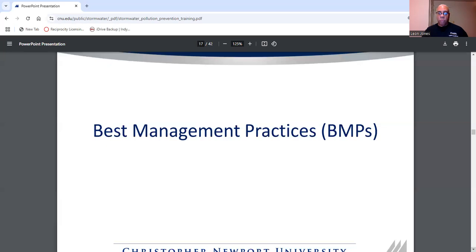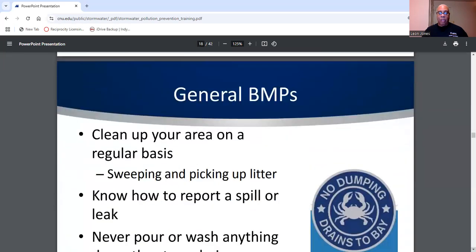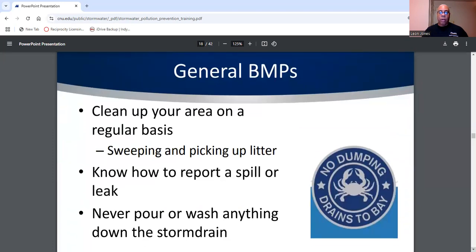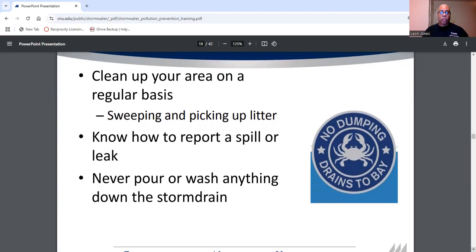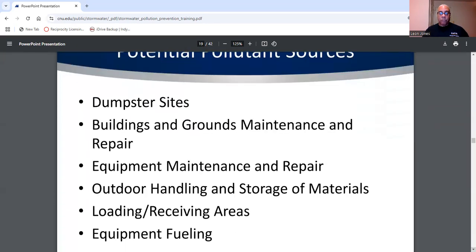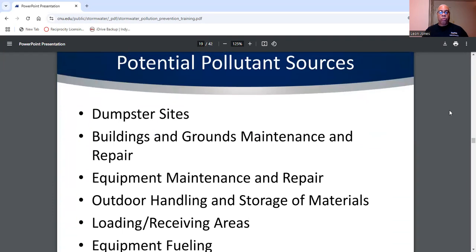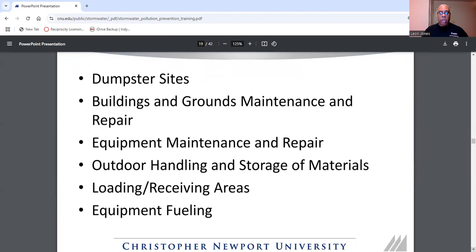Then we get into best management practices known as BMPs. General BMPs: clean up your area on a regular basis. That means sweeping and picking up litter. Know how to report a spill or leak, and never pour or wash anything down the storm drain. Potential pollutant sources: dumpster sites, buildings and grounds maintenance and repair, equipment maintenance and repair, outdoor handling and storage of materials, loading and receiving areas, equipment fueling.